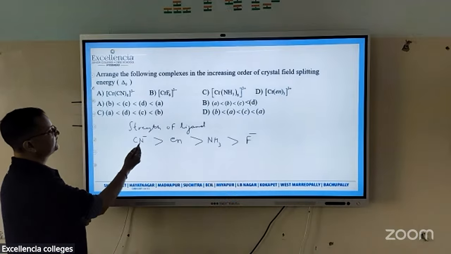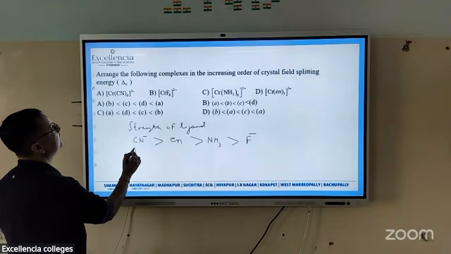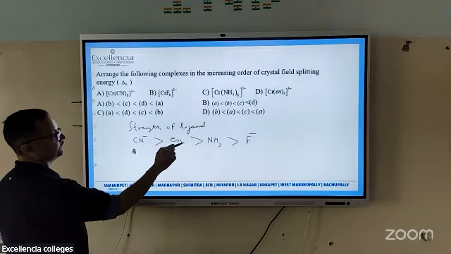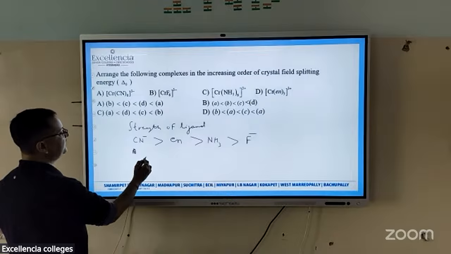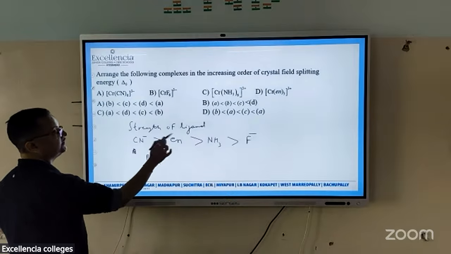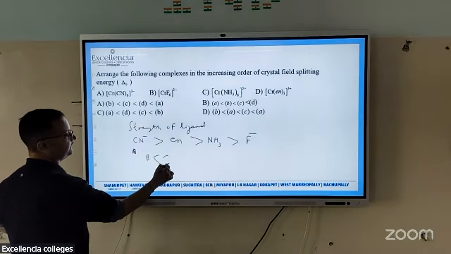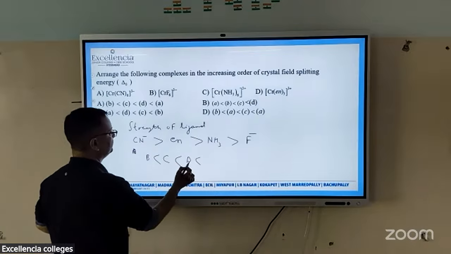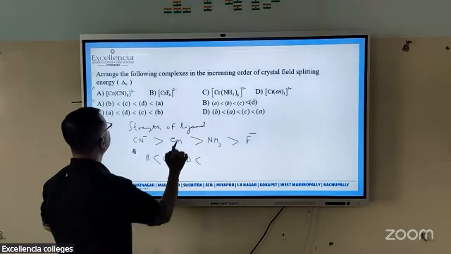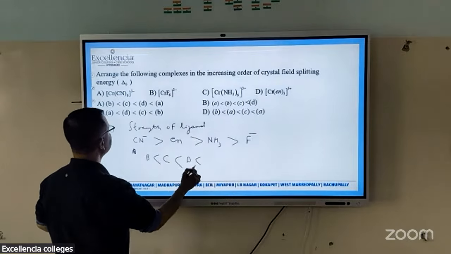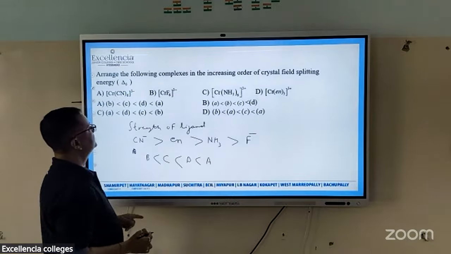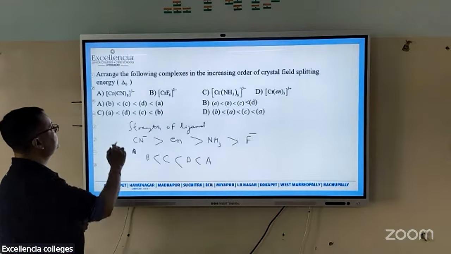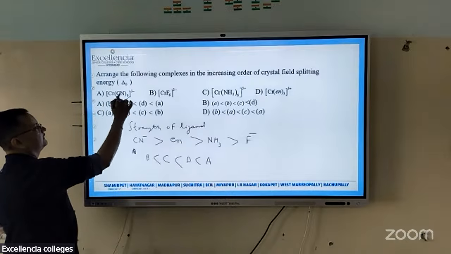Fine. So what will this be? If we have to write the increasing order, which is the lowest? B is the lowest. Then ammonia comes, so ammonia is C. Then en comes, en is D. And which is getting the maximum crystal field splitting energy? That will be A. So this is your answer: B, C, D, A. Fine, correct? So this is your answer, and this is correct.